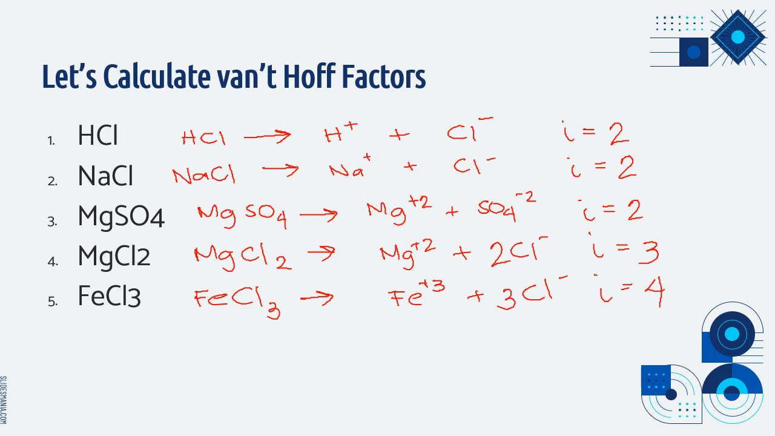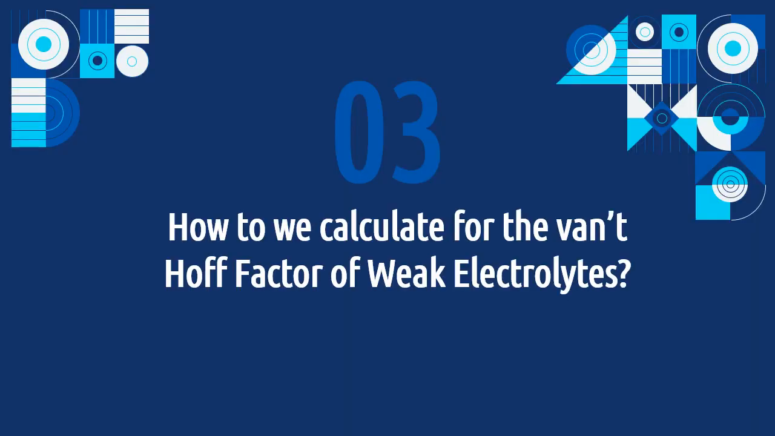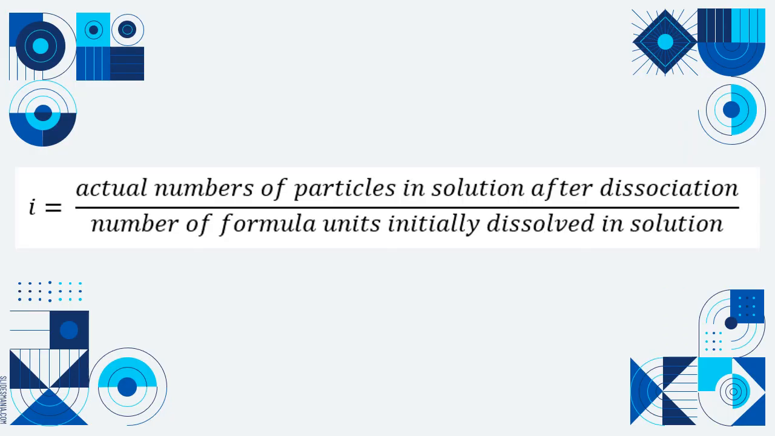Okay. How about if we are calculating the Van't Hoff factors of weak electrolytes? For this one, we will use this equation. i is equal to the actual number of particles in a solution after dissociation over the number of formula units initially dissolved in a solution. In a sense, this is just i is equal to equilibrium divided by initial.